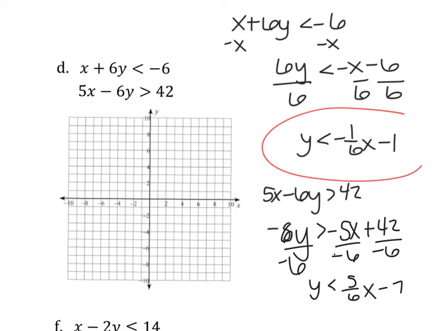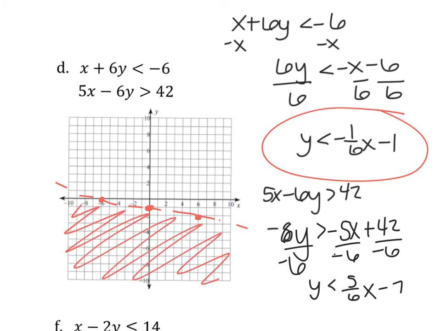So we're going to do this one first. So y-intercept of -1. Then we're going to go down 1, right 6, and up 1, left 6. We're going to use a dashed line, and it's less than, so we're going to shade below. This bottom one, we're going to do -7 as our y-intercept. Our slope says go up 5, right 6. We're going to use another dashed line because there's no equal sign. And it's also less than.